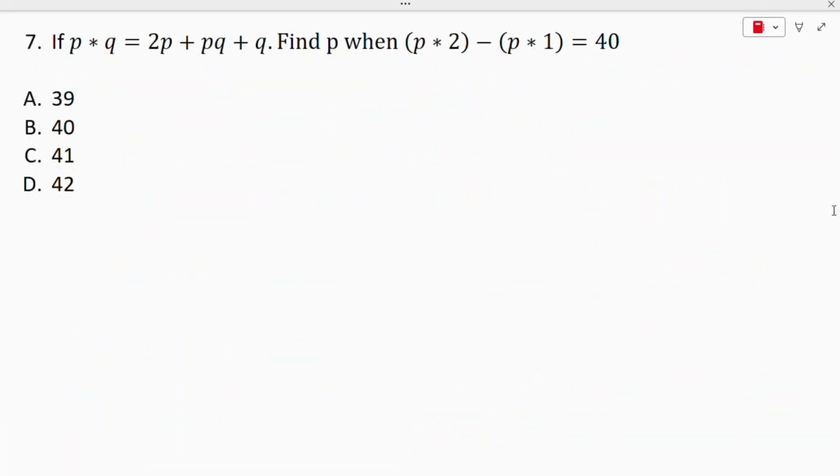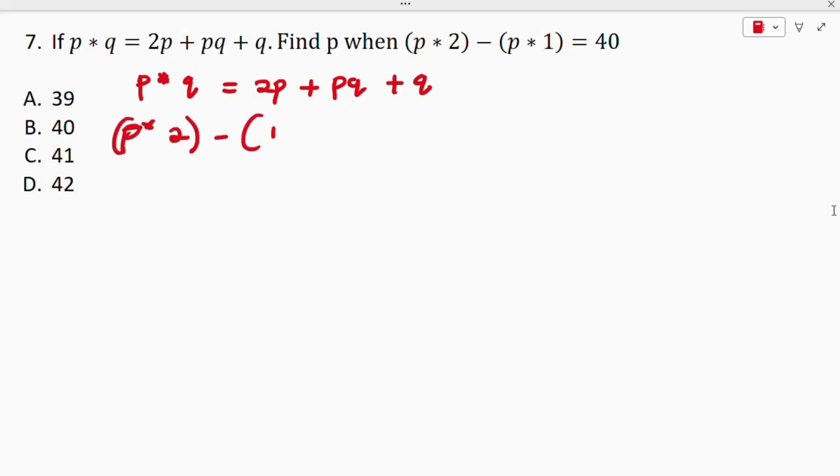Alright, now question number 7 says P operation Q is equal to 2P plus PQ plus Q. Find P when P operation 2 minus P operation 1 is equal to what? 40. Now from the question we have that P operation Q is equal to what? 2P plus PQ plus Q. Now from the question we have to look for P when P operation 2 minus P operation 1 is equal to 40.